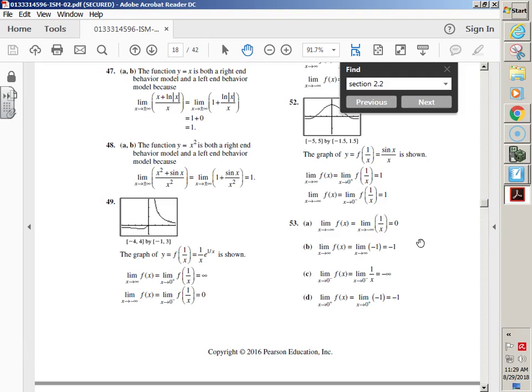e to the x won't always win. But sine of x, well, he always loses. Poor little guy. Who else would always lose? Cosine of x, yeah, he'll always lose. Remember that. Next one.